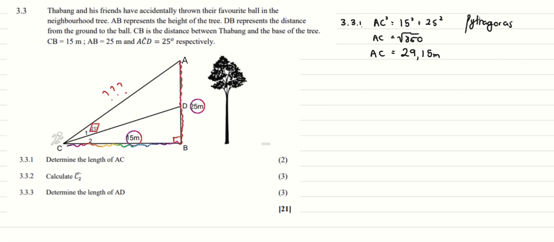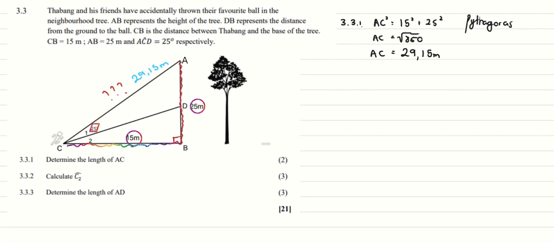So you need to have your reason there, Pythagoras, and then your answer of 29.15, and then your next step should be to fill in that value of 29.15 meters. Righto. Next question.